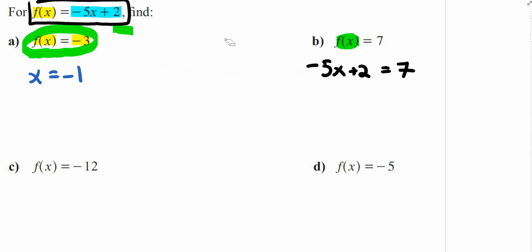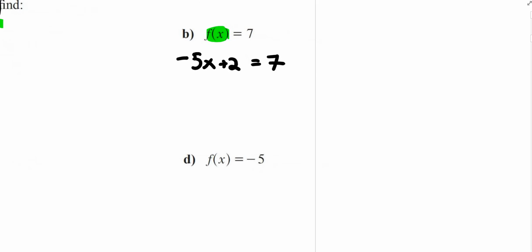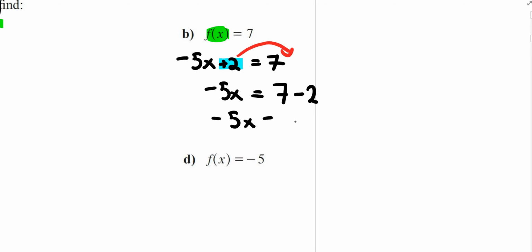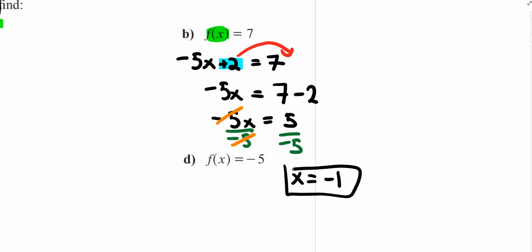And now all you're doing is solving a very basic linear equation here. So I have a negative 5x here. This plus 2 goes to the other side, and it becomes 7 minus 2. And 7 minus 2 is going to be 5. Then I can divide both sides by negative 5 here. That negative 5 and that negative 5 will cancel off, so x would equal negative 1. So for question 4b, the answer is x equals negative 1.